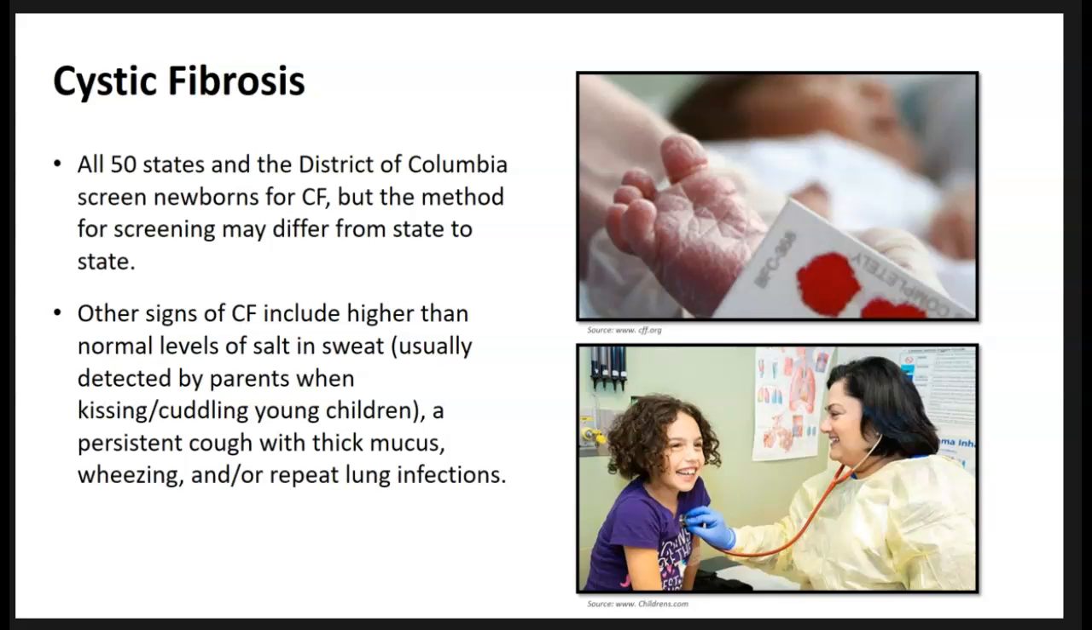So cystic fibrosis is a genetic disease, and so all 50 states and the District of Columbia in the United States screen newborns for this genetic condition. There are a number of signs that parents can recognize CF in their children, including that their sweat is especially salty. They also might have a persistent cough, and you might see the thick mucus when they expire.